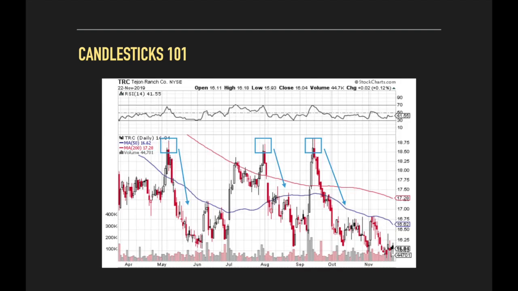I just wanted to include a real life example of this. You can see the stock symbol TRC here. There's a very clear line of resistance on this stock at about $18.75. And you can see that on three separate occasions, the stock spiked into that resistance level, and all three times, the stock formed some long upper wicks on the candles before having a strong reversal to the downside.